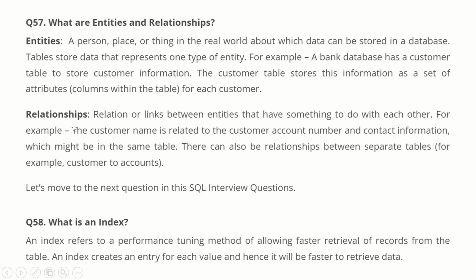So what are relationships now? Relations or links between entities that have something to do with each other. For example, the customer name is related to the customer account number and contact information, which might be in the same table. There can also be relations between separate tables, for example, customers to accounts. So what is an index? An index refers to the performance tuning method of allowing faster retrieval of records from the table. An index creates an entry for each value and hence it will be faster to retrieve data.